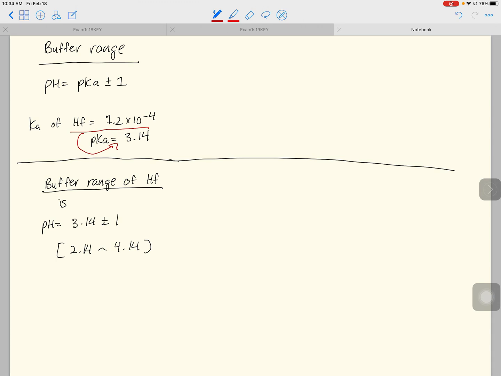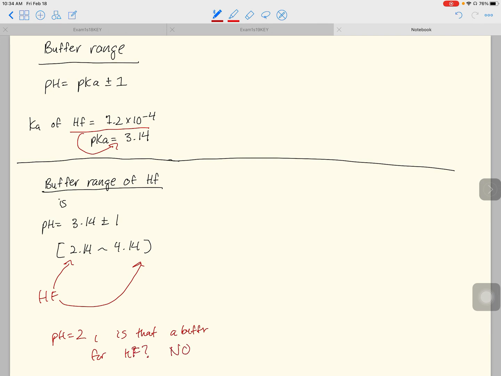Now, all buffer range tells me once again is that for HF, it remains a buffer as long as it stays between 2.14 and 4.14. But let's just say the pH goes to 2. Is that a buffer for HF?